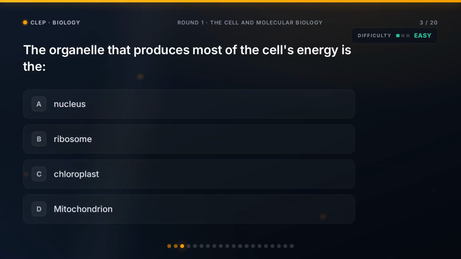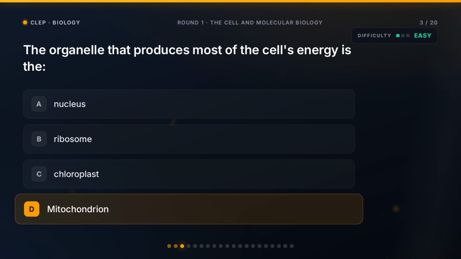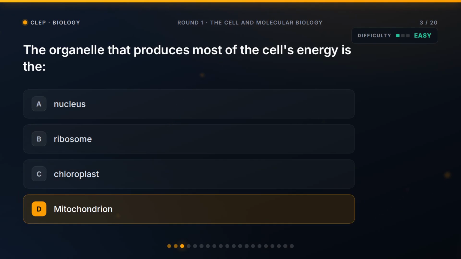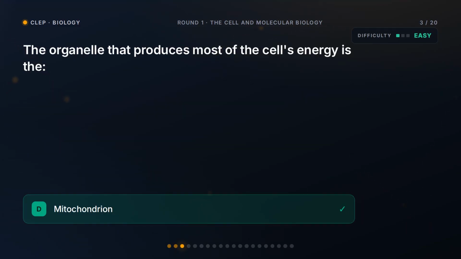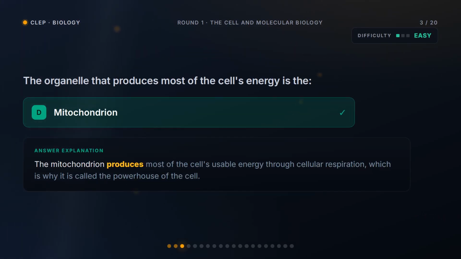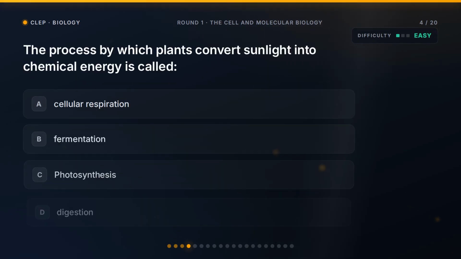Question 3. The organelle that produces most of the cell's energy is the A. Nucleus. B. Ribosome. C. Chloroplast. D. Mitochondrion. The answer is D. Mitochondrion. The mitochondrion produces most of the cell's usable energy through cellular respiration, which is why it is called the powerhouse of the cell.